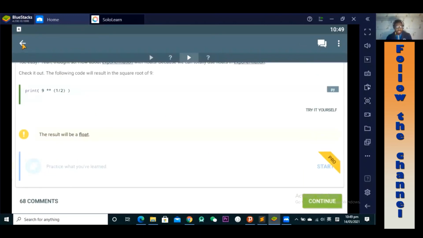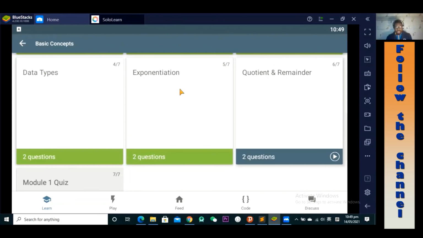That was it for today. Today we looked at exponentiation, which is just raising a number to the power of another number.